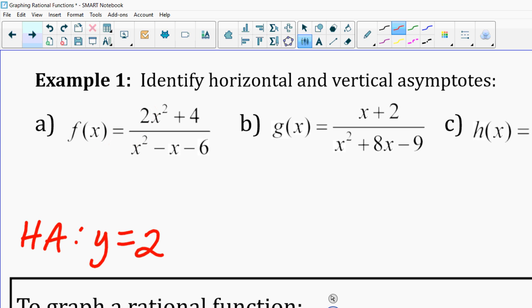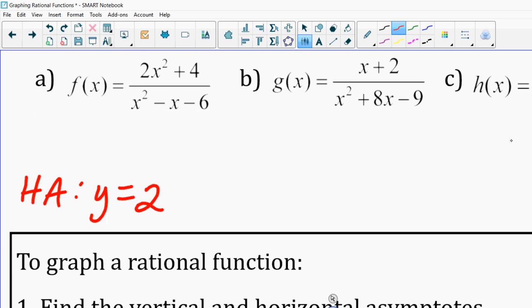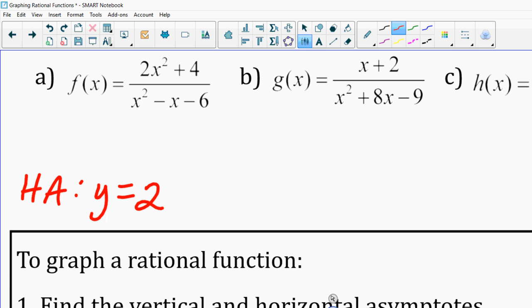Now your vertical asymptotes, look back at your notes. Vertical asymptotes happen when the denominator is 0. I want to know on this one, when is that denominator equal to 0? How do you solve that? You factor. You factor.